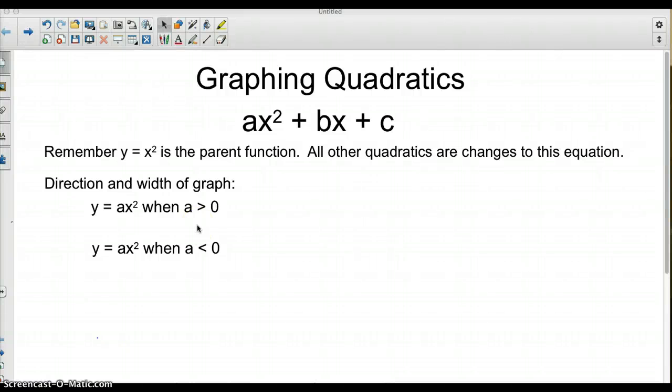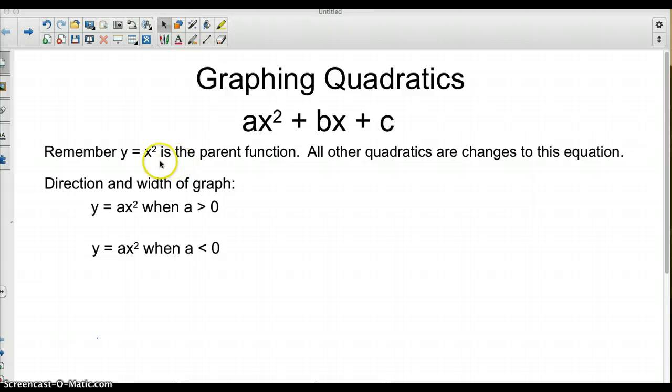So graphing quadratics, we started doing this yesterday. You can see here that we're going to be graphing things that are in the form ax squared plus bx plus c. But to start it off, we're basically going to start with something that is just ax squared. When we have something that is y equals ax squared, it's the most basic type of graph that you could have for a quadratic.